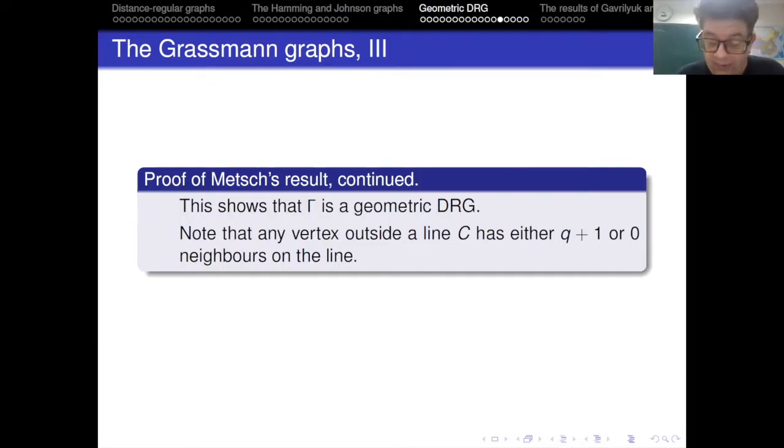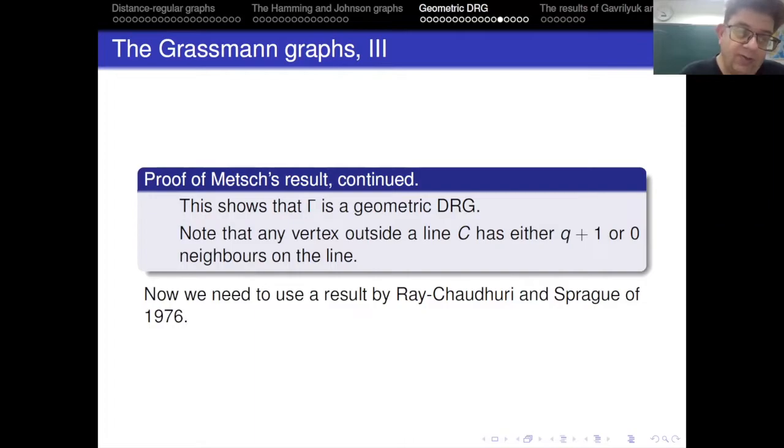And for those who are familiar with the classical parameters, the alpha is exactly this q or q plus 1. I forgot what it exactly is, but it's very close to q plus 1. It's either q or q plus 1. And we need to use a result by Ray-Chaudhuri and Sprague of 1976. They characterize the partial linear space coming from a Grassmann graph.